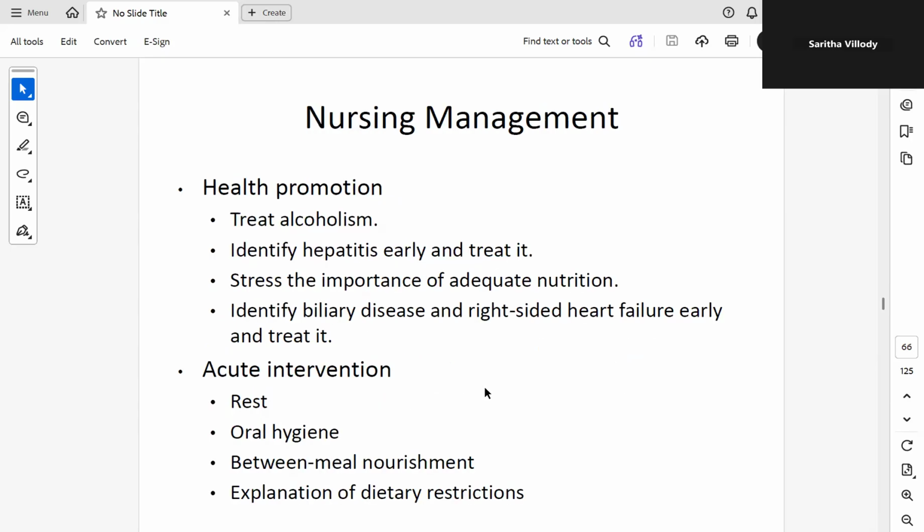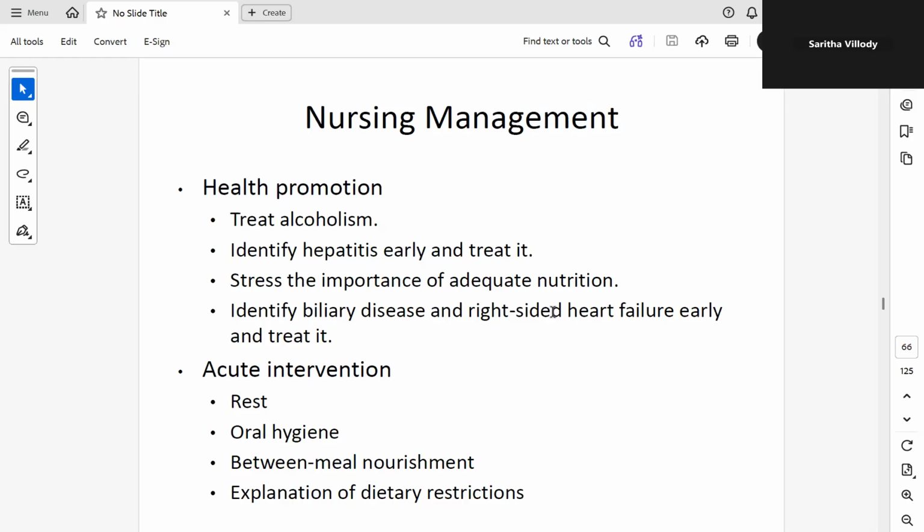Nursing management, you can read about all of this, like treating alcoholism, hepatitis. I said hepatitis B and C are linked to cirrhosis. So, hepatitis B, we can give vaccination. Hepatitis C, we do surveillance and monitoring. Stress the importance of adequate nutrition because malnutrition can actually trigger liver cirrhosis. So if a patient has a risk factor, we advise them to make sure of optimal nutritional status.